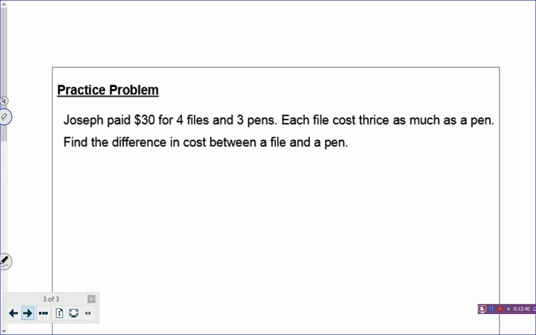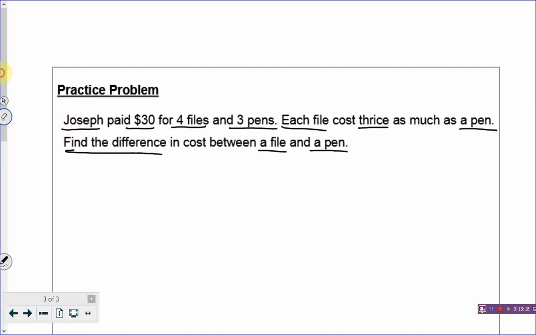Now, Joseph paid $30 for 4 files and 3 pens. Each file costs twice as much as a pen. Alright, so continue to highlight. And once you see the word 3 times or thrice, it means that it is something to do with multiplication. So you can draw your multiplication model. Now find the difference between a file and a pen. So what's the difference in cost between a file and a pen?